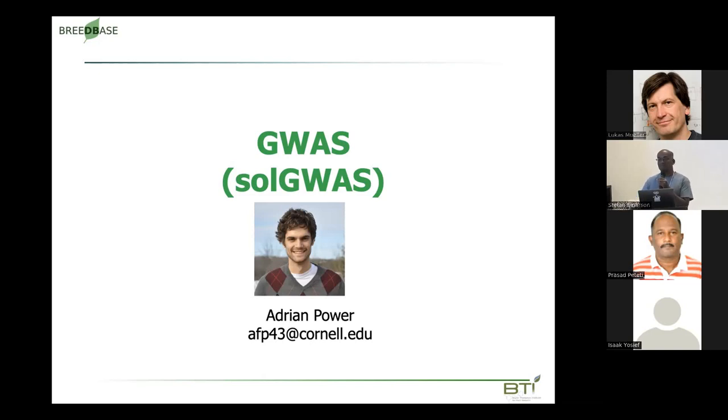So I just want to ask, is there any prospect of adding maybe different models for complex G by E, assuming you have like 40 trials from different environments? So, you know, you have to look at no G by E, you look at homogeneous variance, you look at maybe like a factor analytic model. But I've not seen this in CassavaBase. I don't know, maybe there is prospect to add different models.